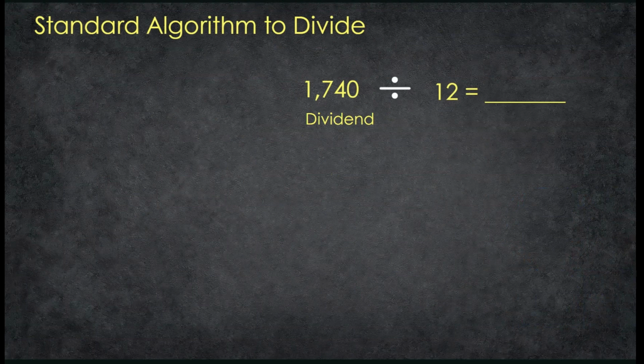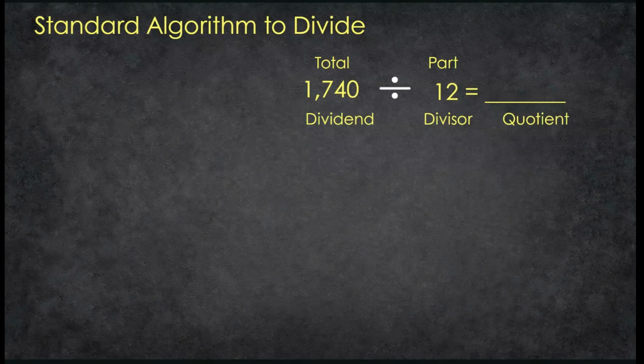Now, in this problem, 1,740, we call that our dividend. That is just our total. The 12 is known as the divisor. That's just a part. And then the answer to our division problem is called the quotient. That is just another part. So that's kind of the structure of division.